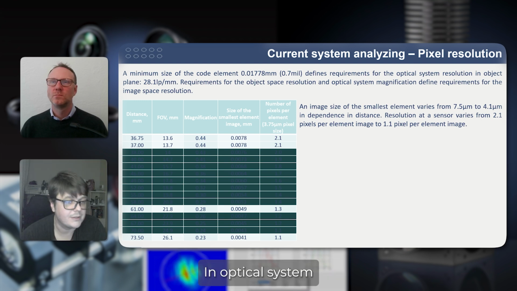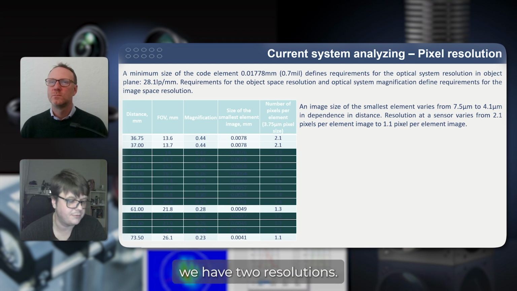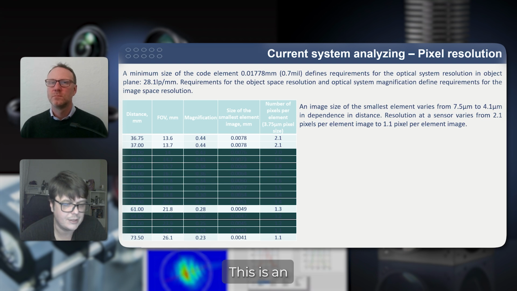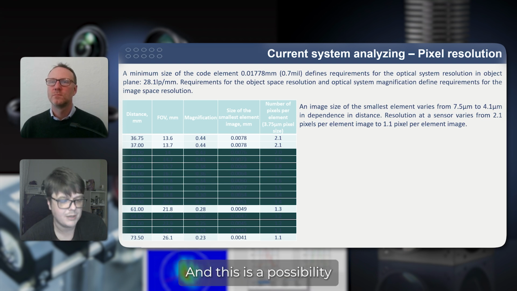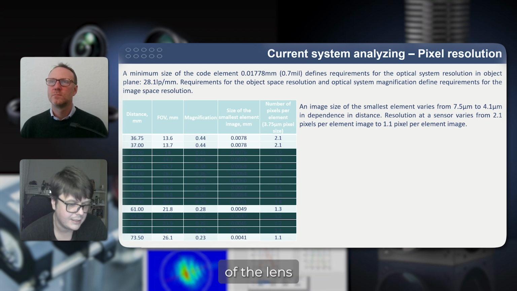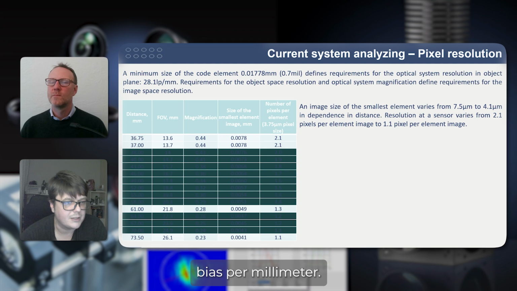Yeah, in optical systems, when we work with a camera, we have two resolutions. This is an optical resolution, the ability of the optical system, the lens, to form an image with some contrast for some defined optical resolution. And this resolution we indicate and estimate in line pairs per millimeter.